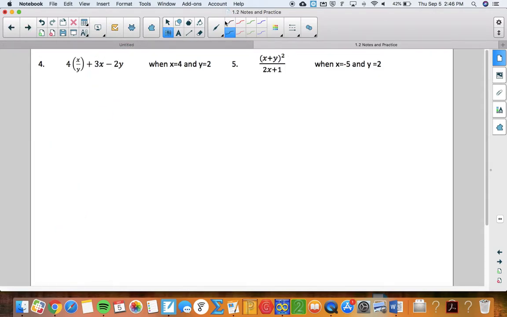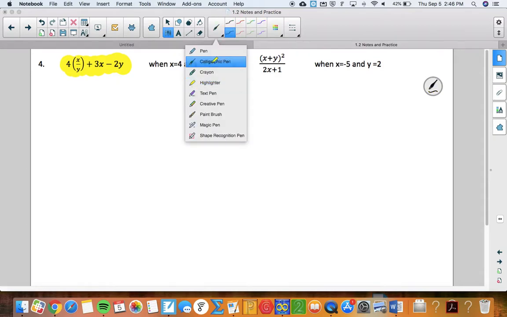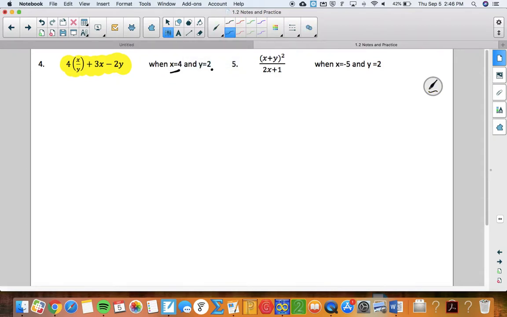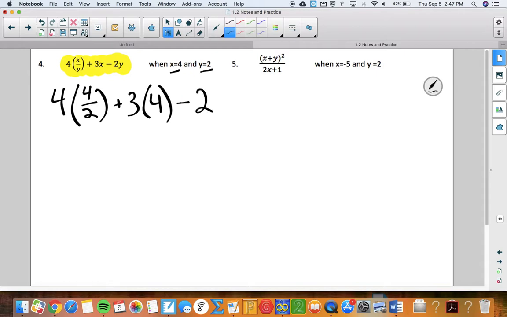Number 4. Here's the expression, but then they tell us that whenever I see an x, I'm going to use 4 in place of it. Whenever I see a y, I put 2 in place of it. So instead of 4 times x divided by y, it's going to be 4 times 4 divided by 2 plus 3 times x. Well, that's going to be the same as 3 times 4 because x is 4 minus 2 times y. So minus 2 times 2 because y is 2.